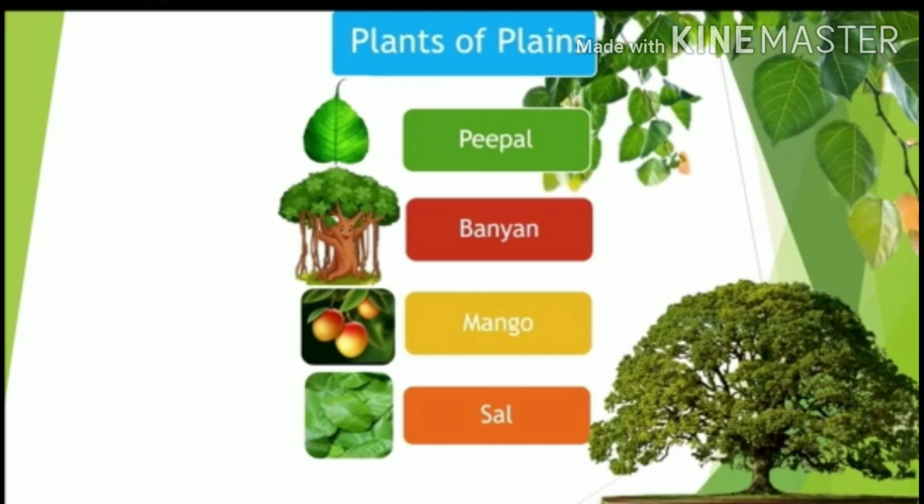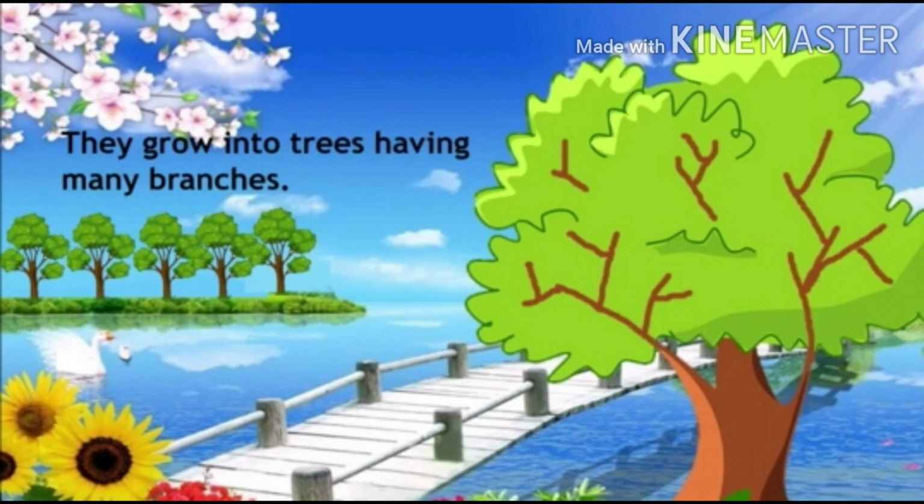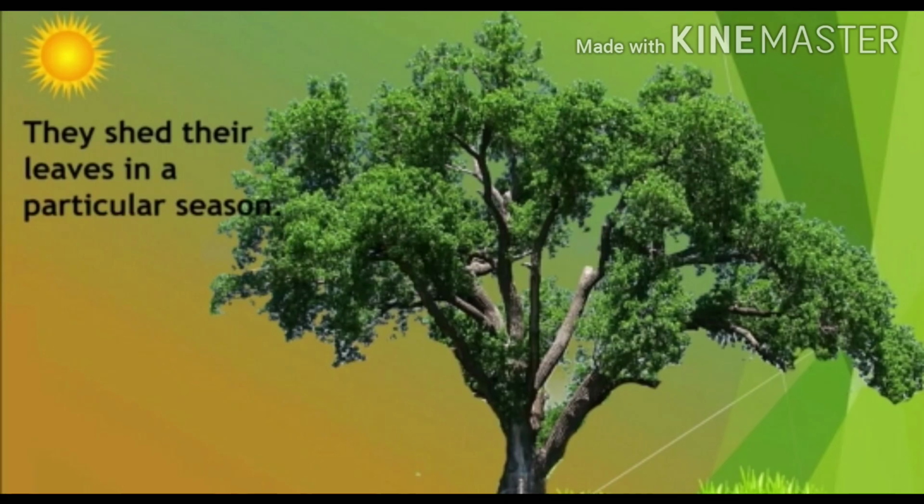Now come to the next, plants of plains. Peepal, banyan, mango, sal, sesame are some of the plants found in plains. They grow into trees having many branches. They shed their leaves in particular seasons.